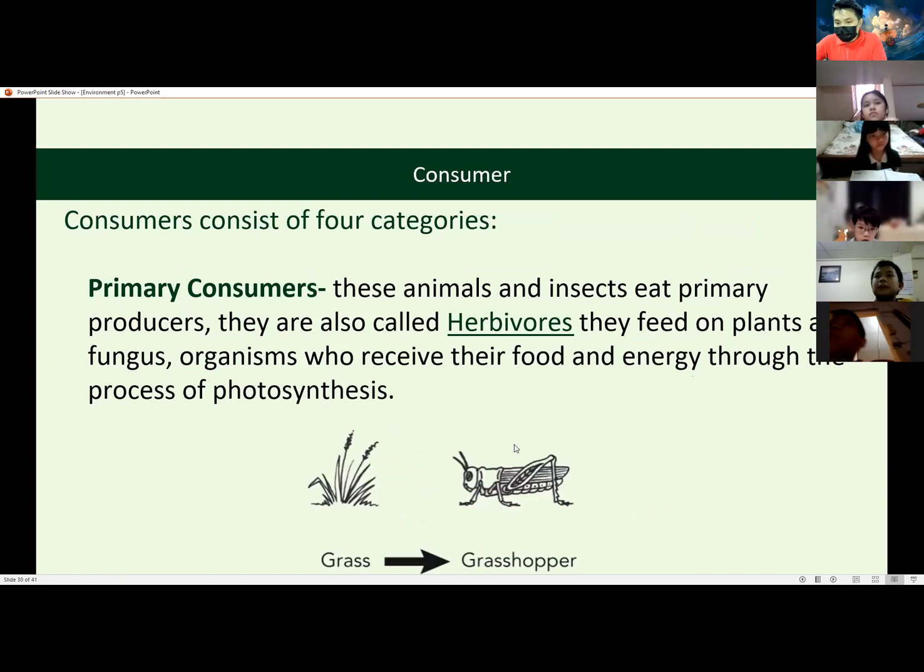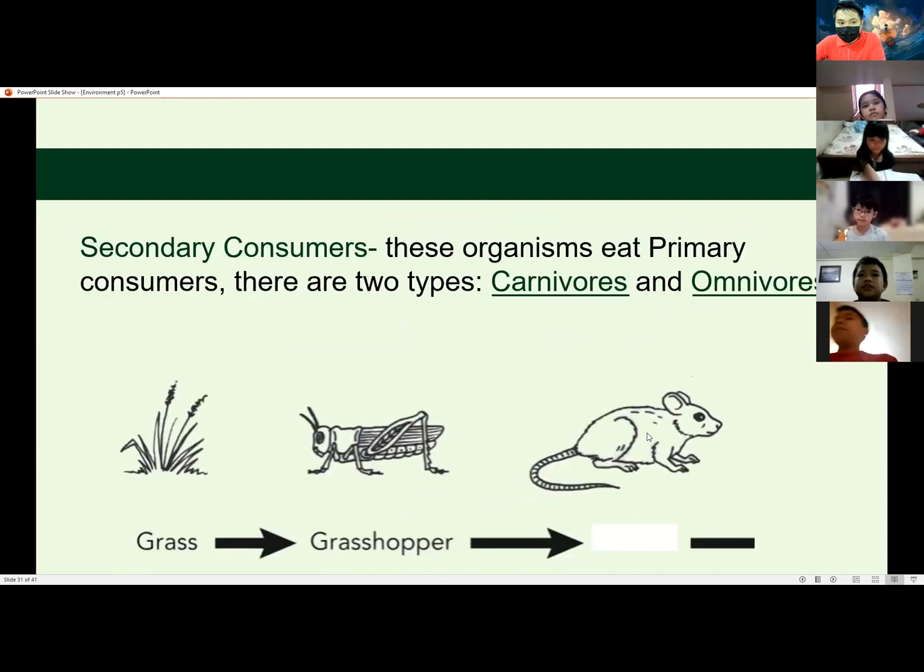There are 4 categories of consumers. We have the primary consumers. These are the first ones who will eat the producers. They are also called herbivores. They eat plants only. They don't eat animals. Understand? Okay. Secondary consumers, these are the organisms that eat the primary consumers.